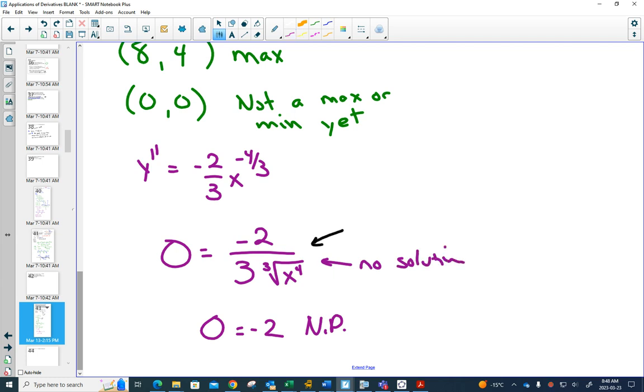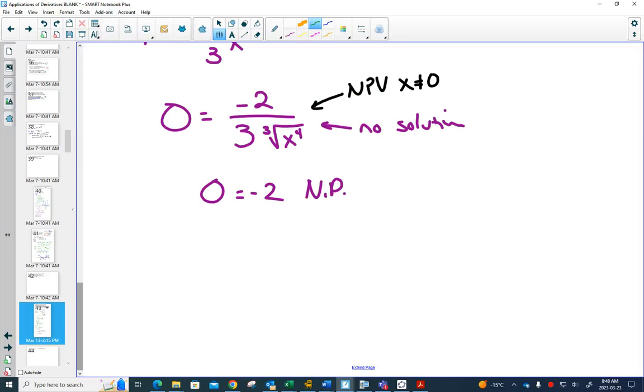However, it also has a non-permissible value that x can't equal 0. So even though there's no solution to our second derivative, we can still make our second derivative line and plug in the non-permissible value, which I've now started to label with circles like that. I like that, I really do. Because that's not going to be an inflection point then. It's a non-permissible value. Usually our second derivative finds us inflection points.